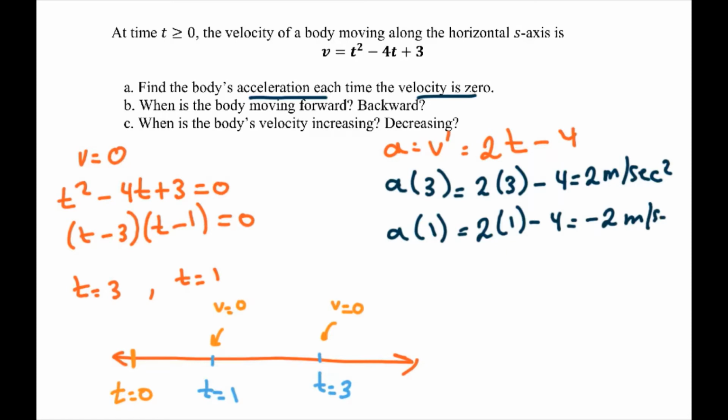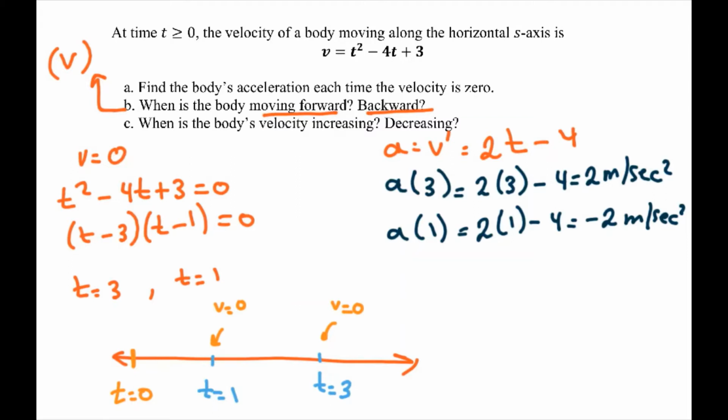Now, next step, they are asking about when the body is moving forward and backward. Well, body moving forward and backward, that's all about the velocity sign. So when the function was going backward, the velocity is negative. Function moving forward, the velocity is positive. So how can we do that?